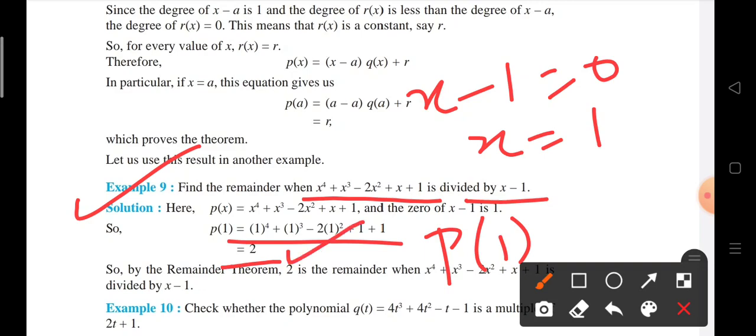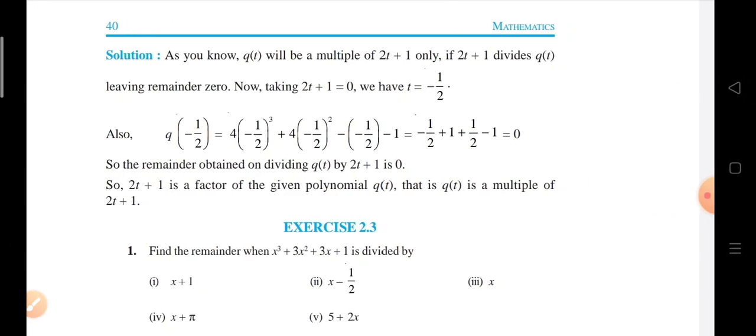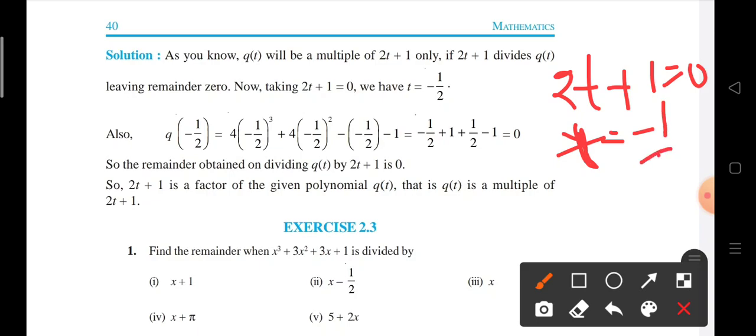So these are the problems you can now easily deal with. Okay, now over here check whether the polynomial q(t) is a multiple of 2t plus 1. If it is a multiple of this, that means it should be divisible by it, which means the remainder should come to be 0. So let us check. First of all we place 2t plus 1 is equal to 0 and find the value of t. Instead of x, the variable over here is t. So the t value is minus 1 upon 2.